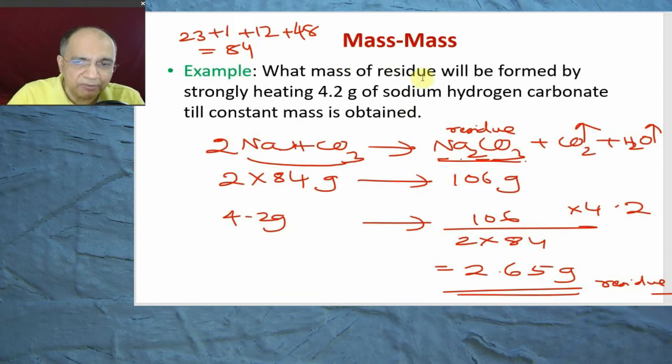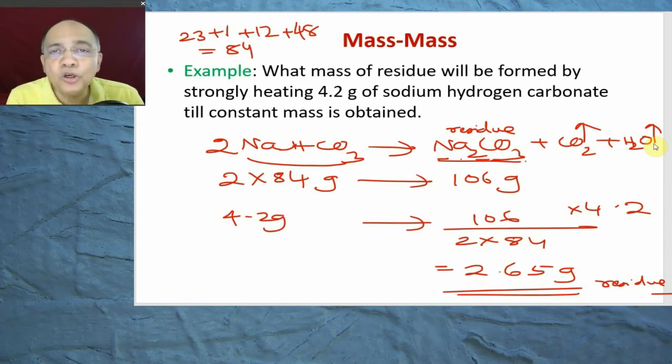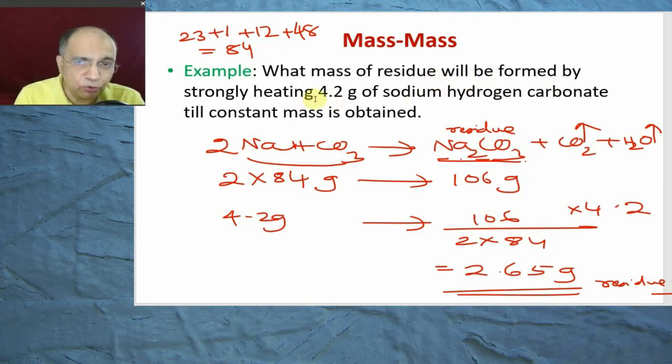Now let us have another problem, that is mass. Both the species are in terms of gram or kg mass. No mole, only mass. For example, what mass of residue will be formed by strongly heating 4.2 gram of sodium hydrogen carbonate, or sodium bicarbonate, till constant mass is obtained?